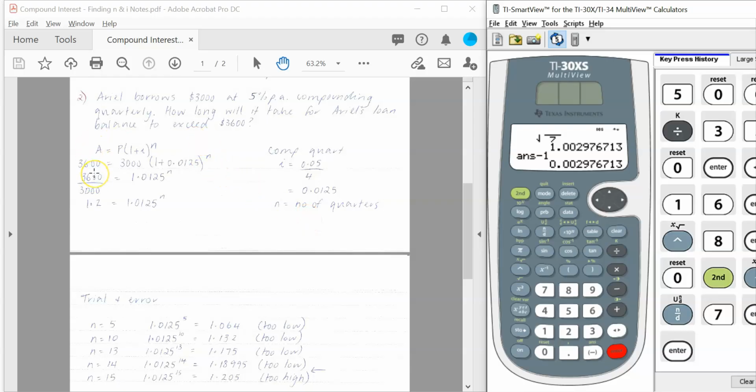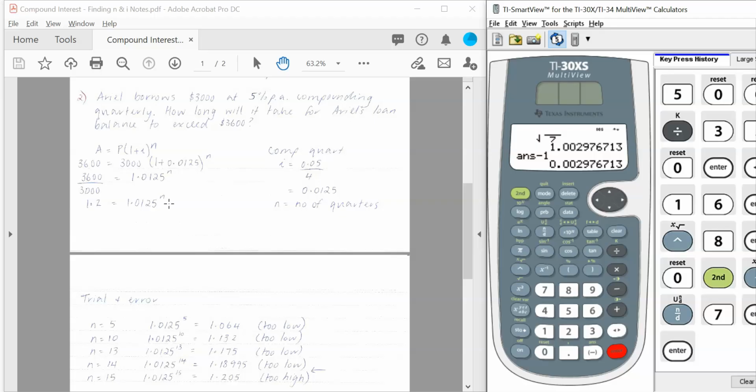So let's put what we know into our formula. We know that we're looking for a balance of $3,600, and we know that our starting amount was $3,000. We've got 1 plus 0.0125 and to the power of our unknown n. Same process as before. To solve this equation to find n, we're going to move the 3,000 across. When I divide that, I get a nice decimal of 1.2. So I don't have to worry about keeping that fraction like I did in the previous question, and I'm down to 1.2 equals 1.0125 to the power of n.